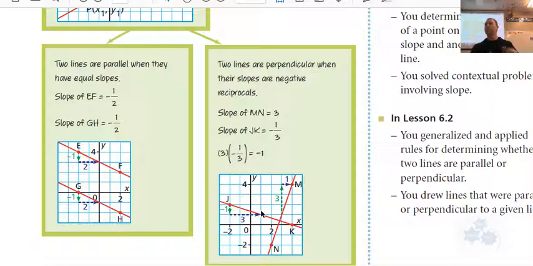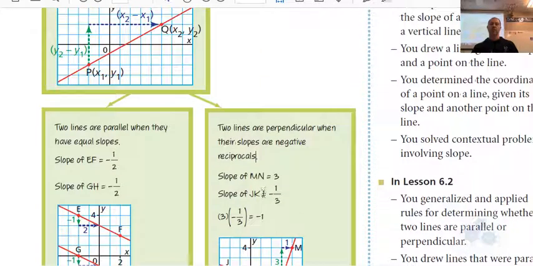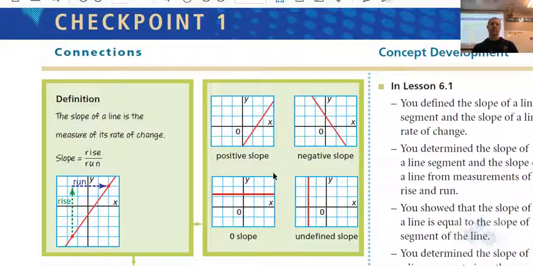Okay, so that's your brief summary for slope, positive, negative slopes, calculating slopes, parallel, and perpendicular lines. Okay, so that covers section 6.1 and 6.2 in your Foundations Math 10.